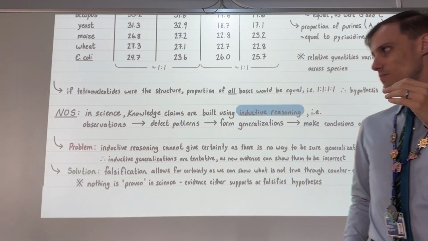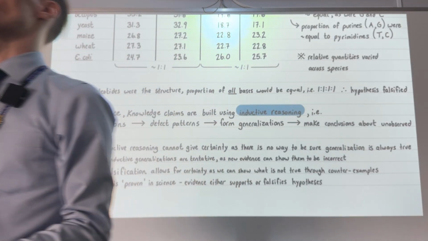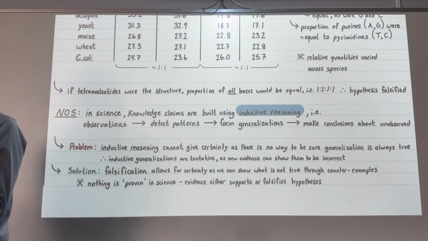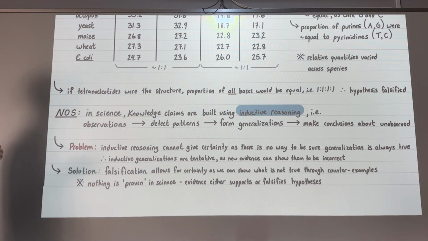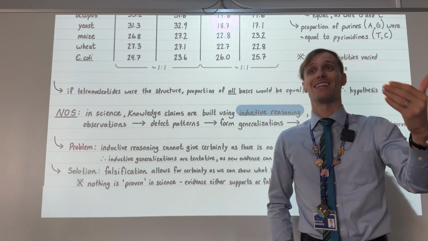Inductive reasoning does not allow you to ever be 100% sure. And that may be a little unsatisfying, but that's kind of what science is. The major drawback to inductive reasoning is that it cannot give certainty. What it's doing is giving you a generalization that is in fact tentative.